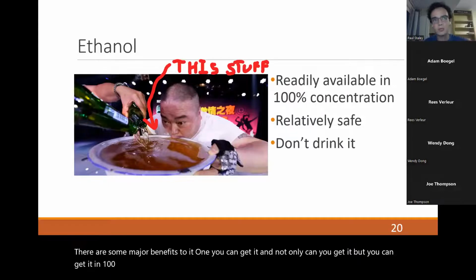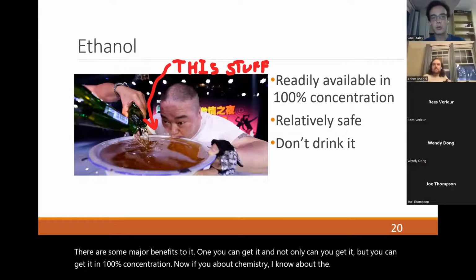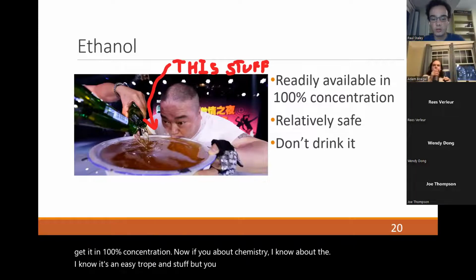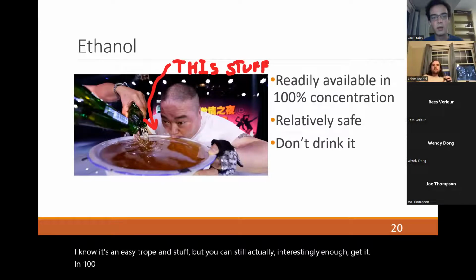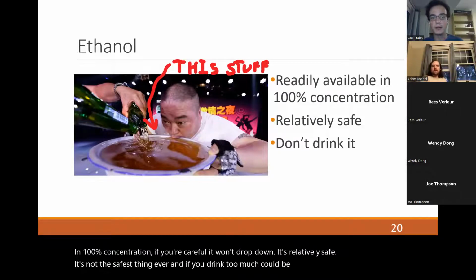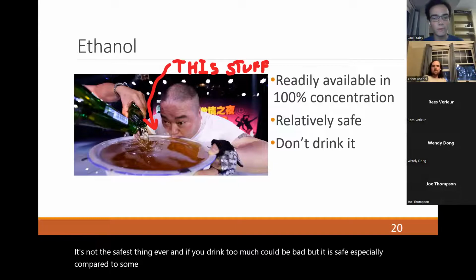Now, if you know about chemistry, I know it's an azeotrope and stuff, but you can still actually, interestingly enough, get it in 100% concentration. If you're careful, it won't drop down. It's relatively safe. It's not the safest thing ever, and if you drink too much, it could be bad, but it is safe, especially compared to some of the other things we're going to talk about.